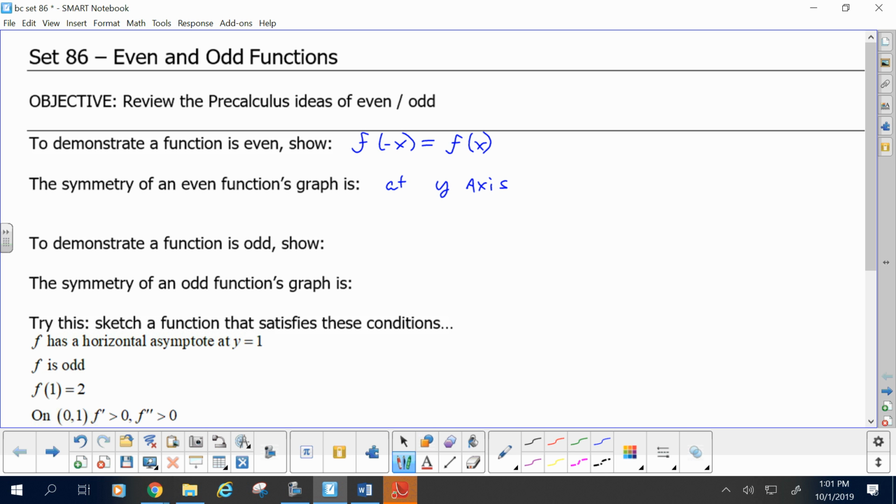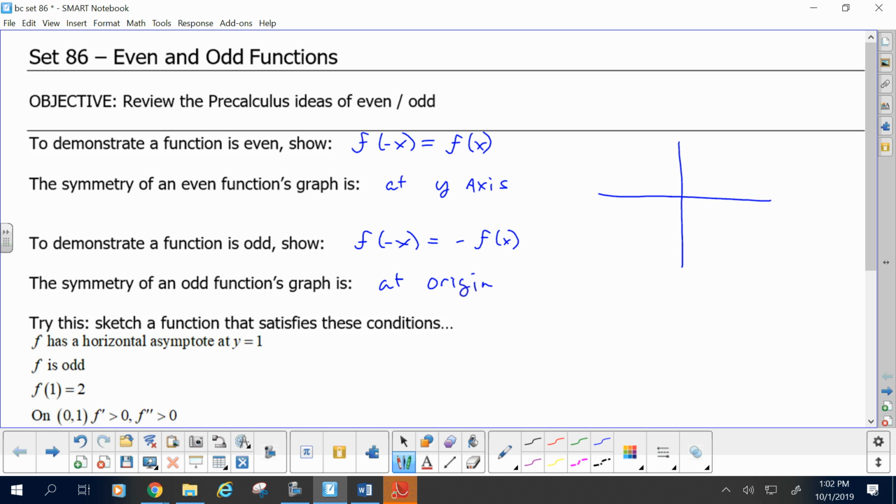To demonstrate a function is odd, what do you have to show? When you put in a negative, you get out the opposite result of the normal function, all right? The symmetry of an odd function is at the origin, not the x-axis. Why can't it be symmetry at the x-axis? Because then it wouldn't be a function. It says right there it's a function, so it's got to be at the origin.